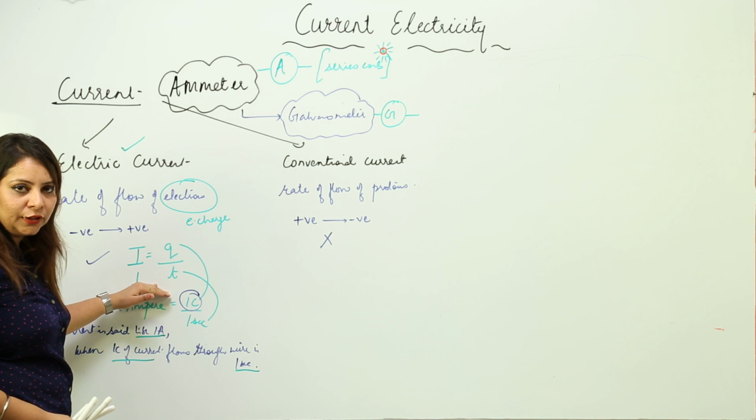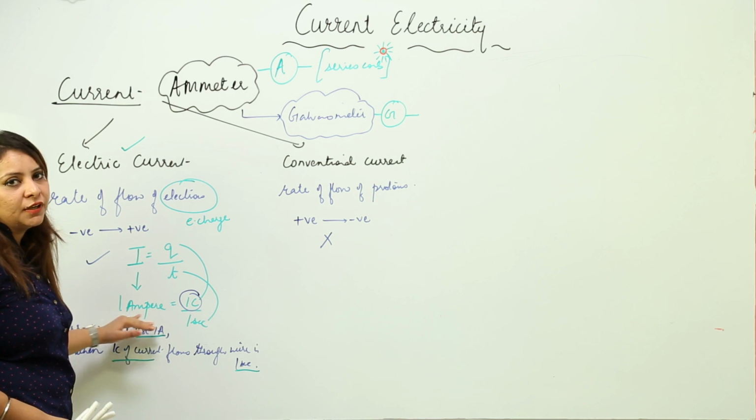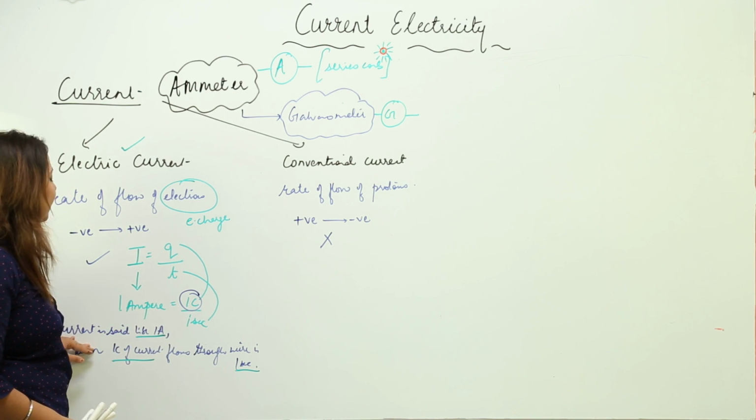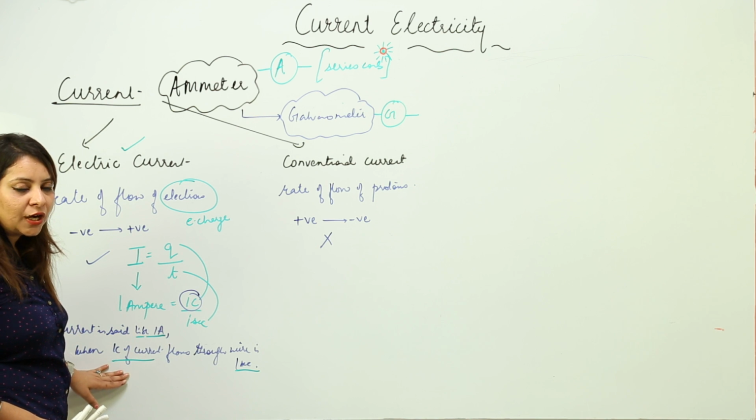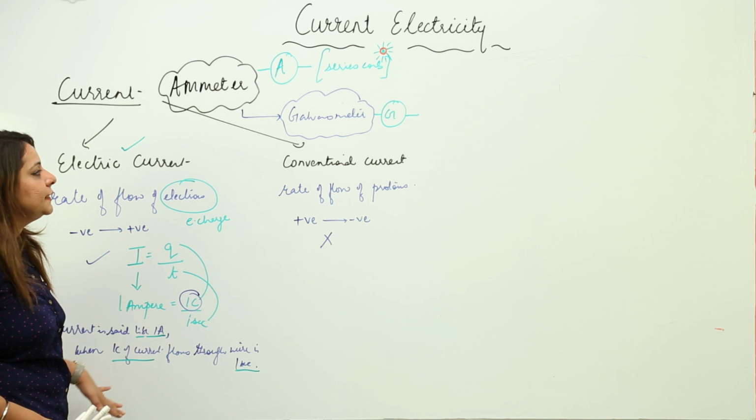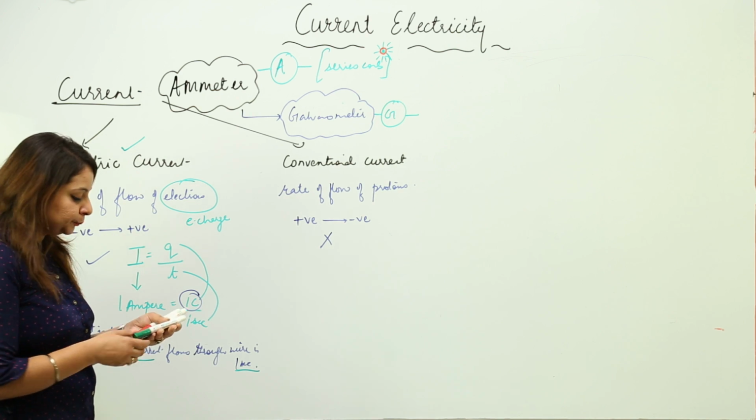I is equal to Q upon T. In terms of units, 1 ampere is equal to 1 coulomb over 1 second, and current is said to be 1 ampere when 1 coulomb of charge flows through a wire in 1 second. So this is what an electric current is.